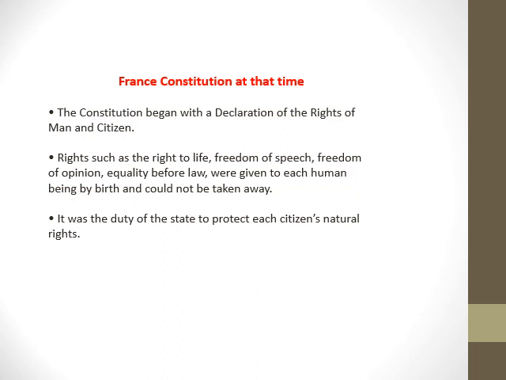France Constitution at that time. The Constitution began with the Declaration of the Rights of Man and Citizen. Here they have specified man. Rights such as right to live, freedom of speech, freedom of opinion, equality before law were given to each human being by birth and could not be taken away by anyone. And it was a duty of the state to protect each citizen's natural rights.